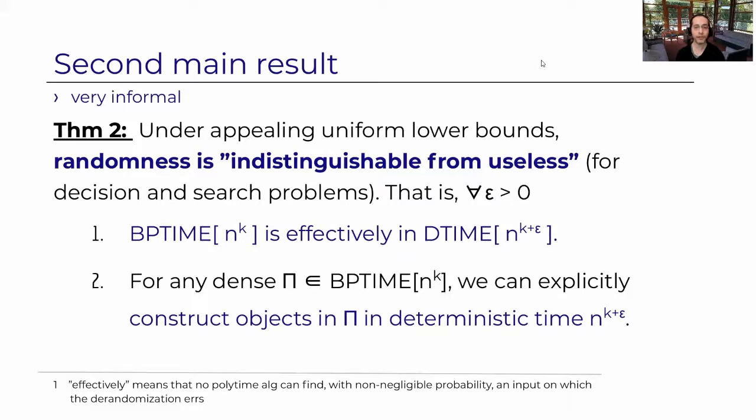The second part of this second result concerns explicit constructions, so search problems. So think of constructing objects that have a good property, pi, and this property is dense. The second part of this result says that if pi is recognizable in time n to the k, then we can explicitly construct objects deterministically in time n to the k plus epsilon. So essentially, constructing objects with good properties costs no more than recognizing this good property.